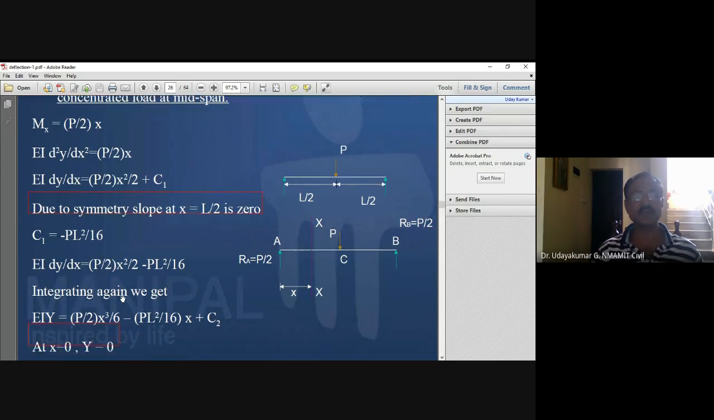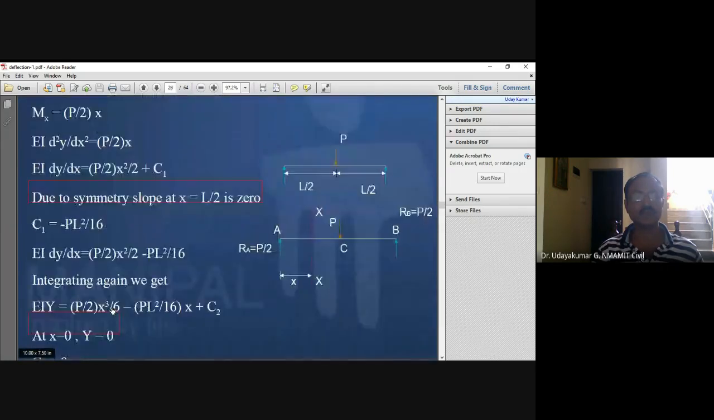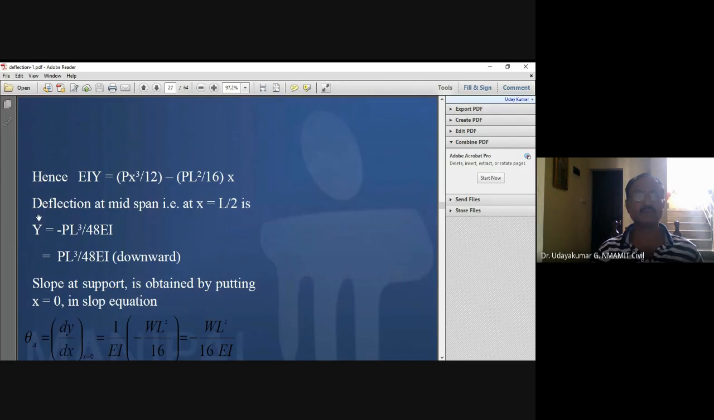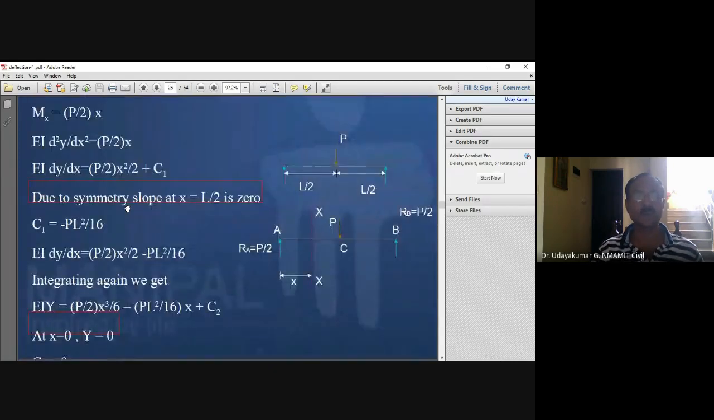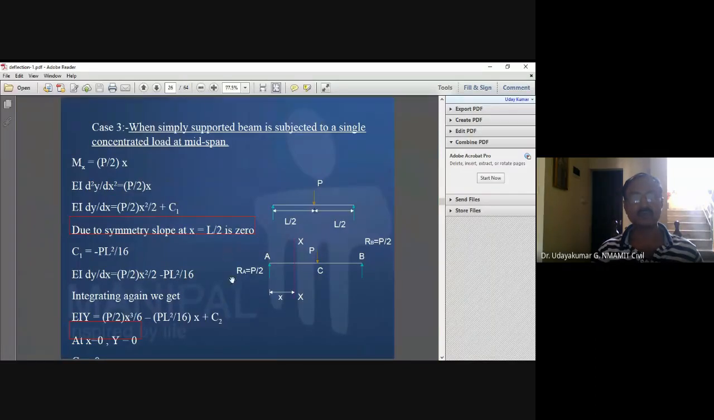Now integrate this, you get the deflection equation, and to find C2, at x equal to 0, y equal to 0, whether you start from A or whether you start from B. So C2 becomes 0. In any simply supported beam, that is the condition.